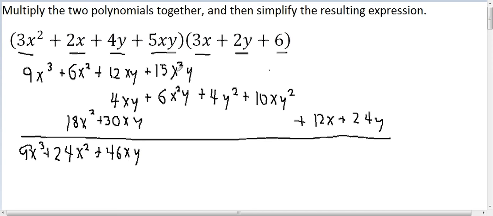Then 15 plus 6 is 21, so we got 21x squared y, and the other remaining 4 terms don't match up with anything else, so we can just copy them.